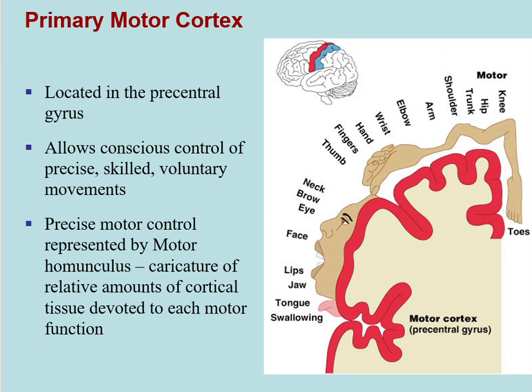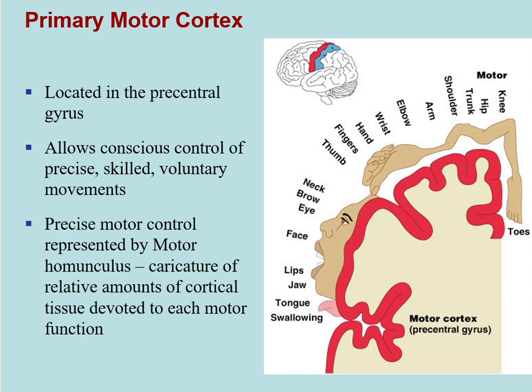Alright, next we're looking at the primary motor cortex in more detail. We already know that it's located in the frontal lobe, but it's specifically located in the precentral gyrus. And it's going to allow for conscious control of voluntary movements, of skeletal muscle movement. So specifically, it's going to allow for conscious control of precise, skilled, voluntary movements. And that's represented here in the motor homunculus, which again is a caricature of the relative amounts of cortical tissue devoted to each motor function.